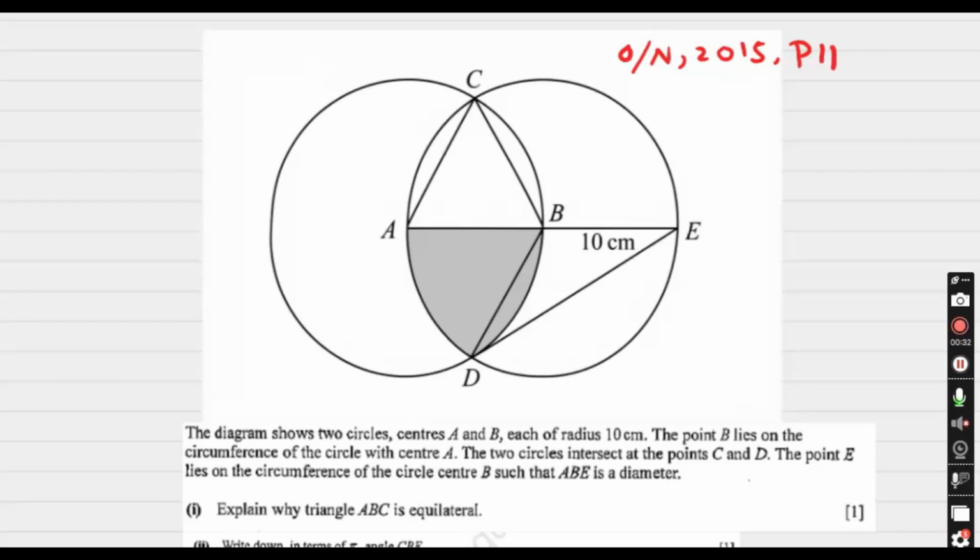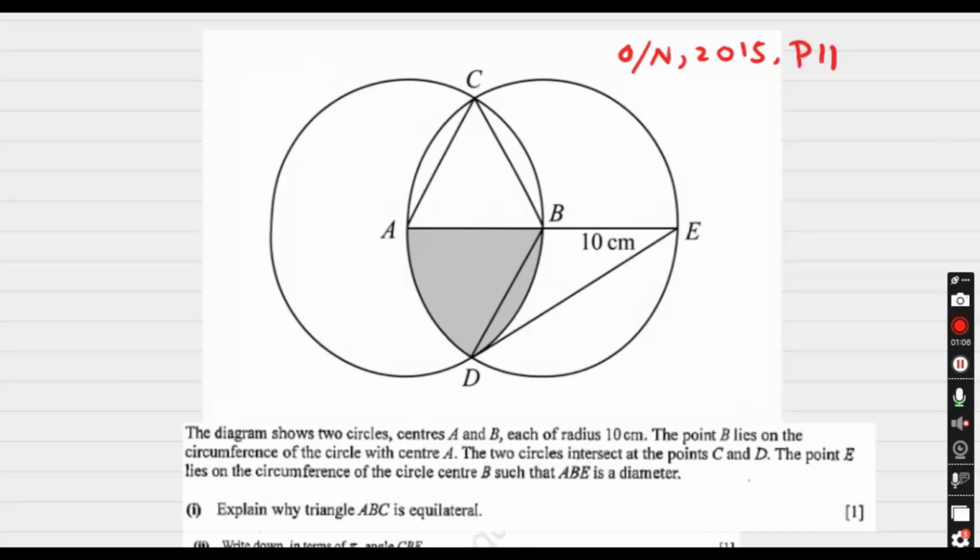And the question is, the diagram shows two circles, center A and B, each of radius 10 centimeter. The point B lies on the circumference of the circle with center A. The two circles intersect at the points C and D. The point E lies on the circumference of the circle center B, such that ABE is a diameter.